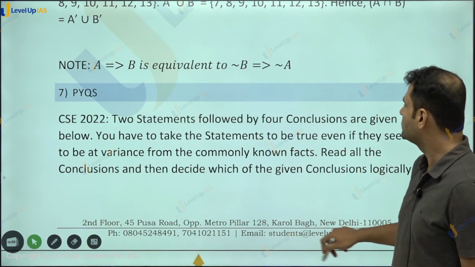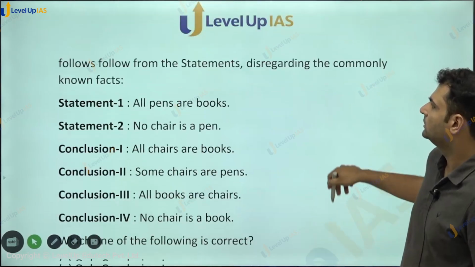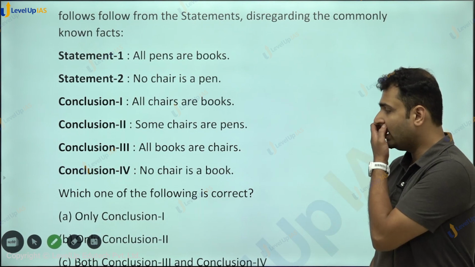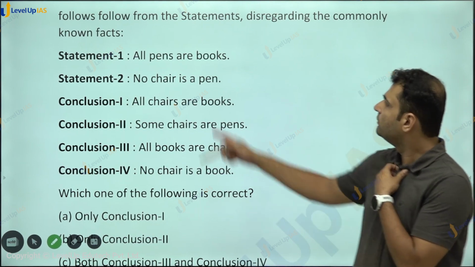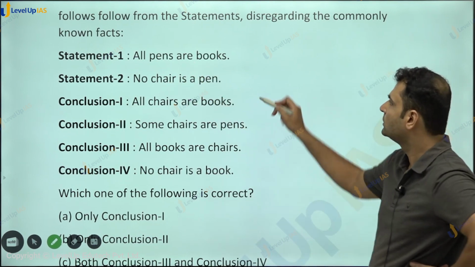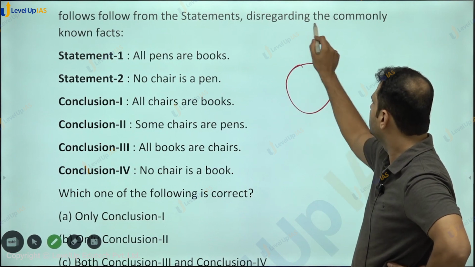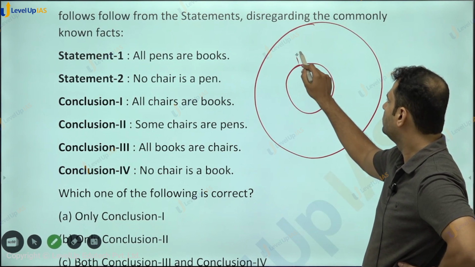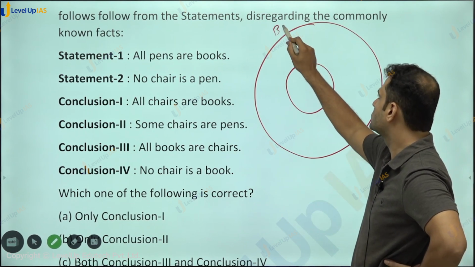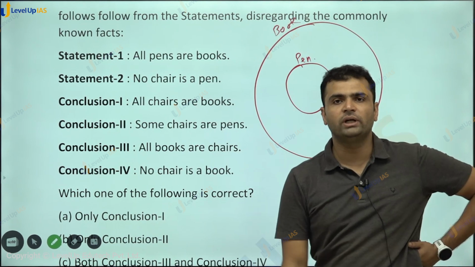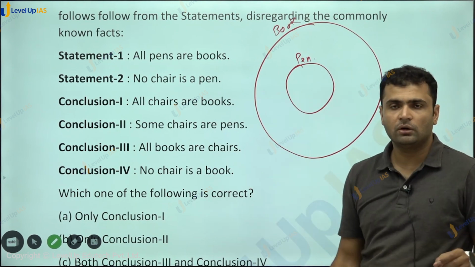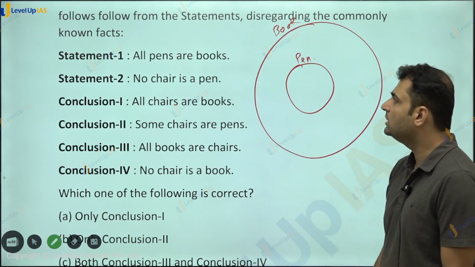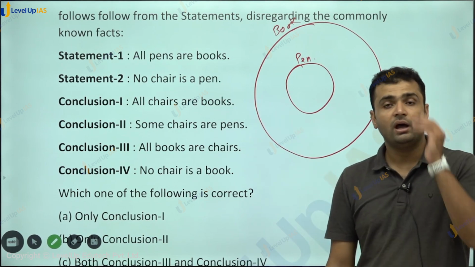Let us see some PYQs. Fine. Let us see the PYQs and try to use Venn diagrams. First statement, all pens are books. So all pens are books. We are drawing the most general diagrams. All pens are books. But at the back of our mind, we know that books and pens overlapping or being the same is also a possibility. Fine. Next, no chair is pen. So basically, chair and pen have no intersection.